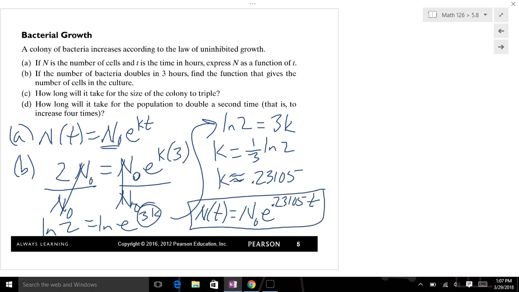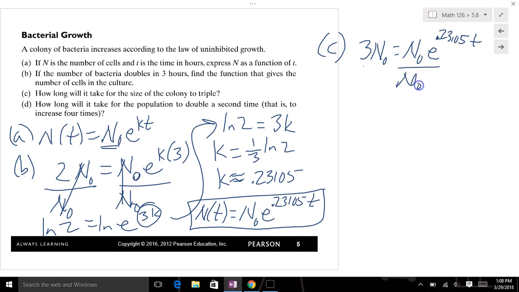How long will it take for the size of the colony to triple? So how long, t hours, we're going to solve for t hours. How long will it take to triple? So part C, you're going to say, well, I want to triple the amount I started with, 3 N subscript 0 equals N subscript 0 e to the 0.23105 t. Now we're just solving for t.